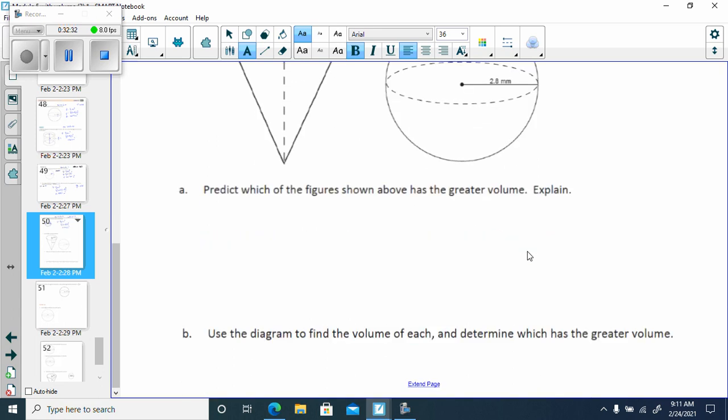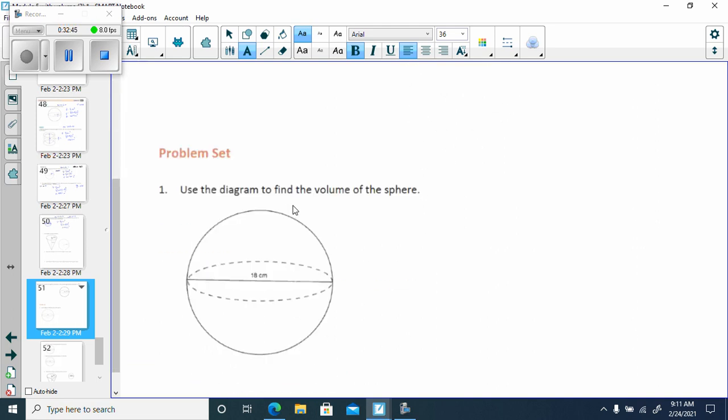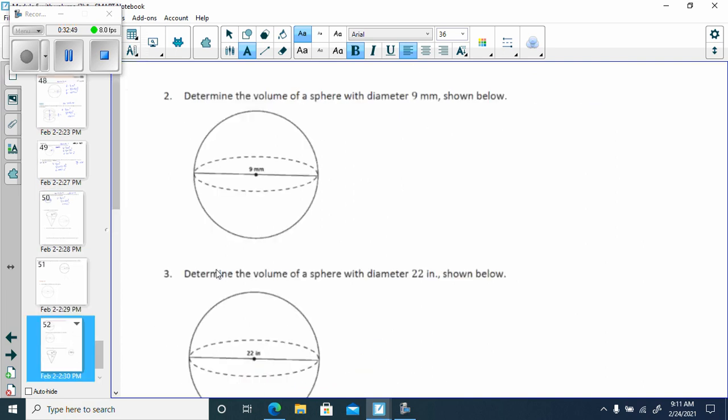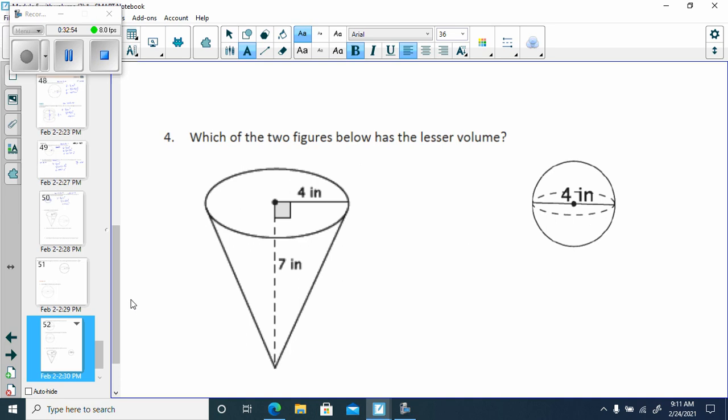Okay. Now I think that covers all the ones that I wanted. Wait a second. Let me look and see. Oh, no, that covers all of them that I really needed to cover. Guys, I think we're done with that. That covers cylinders, the volume of cylinders, cones, and spheres.